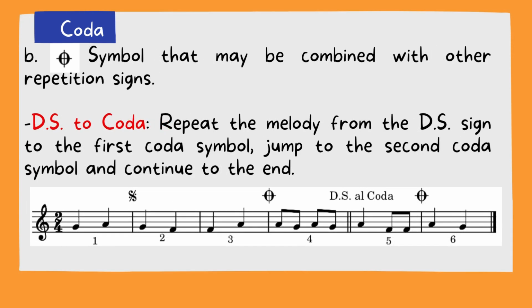If there is a DC to coda, performers should repeat the melody from the beginning to the first coda, jump to the second coda symbol, and continue to the end. Consequently, the order in the score below would be 1, 2, 3, 4, 2, 3, 5, 6.